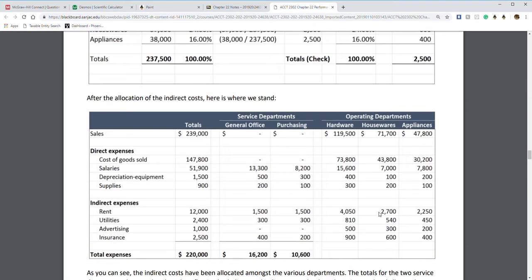So, after that, we spread it out. So we spread out those indirect expenses among the 5 departments. And with that, we only want to do the total cost of the service departments, general office and purchasing. Why? Because now those 2 departments are going to be broken down and allocated to these 3. Okay?